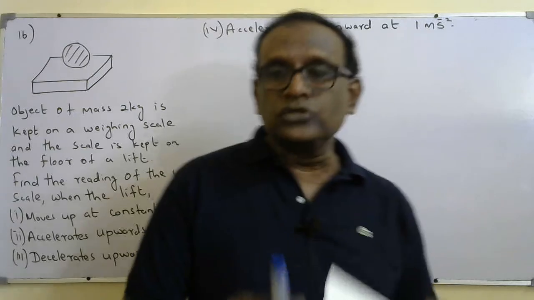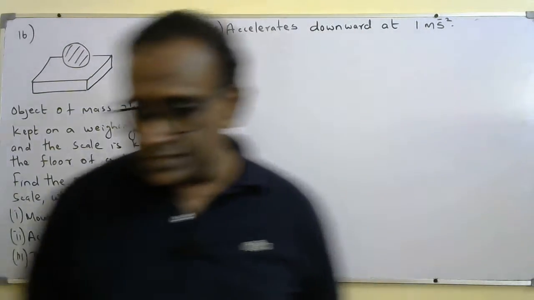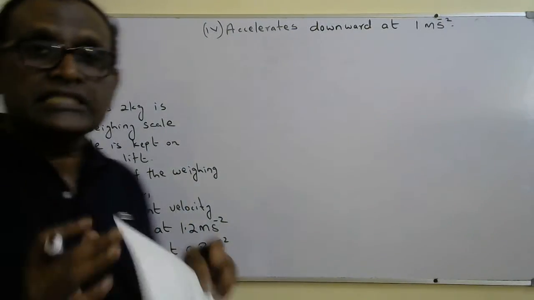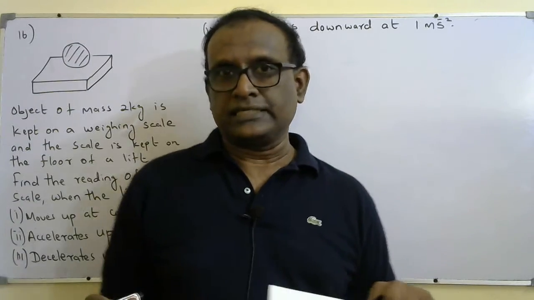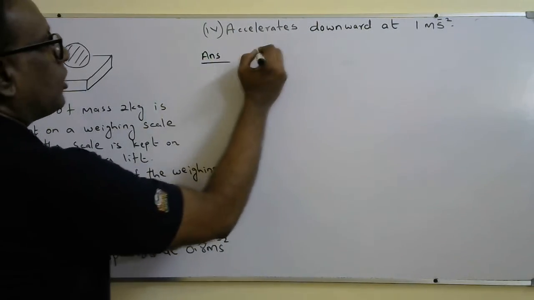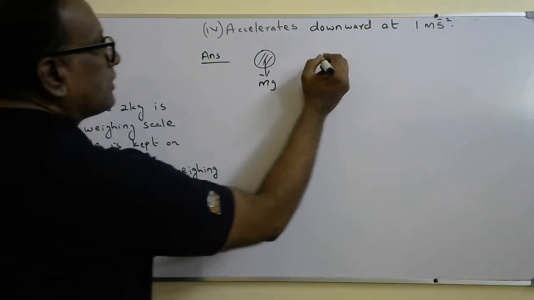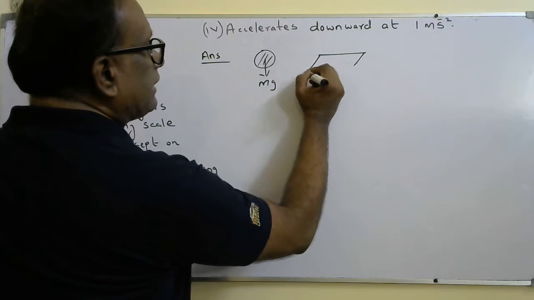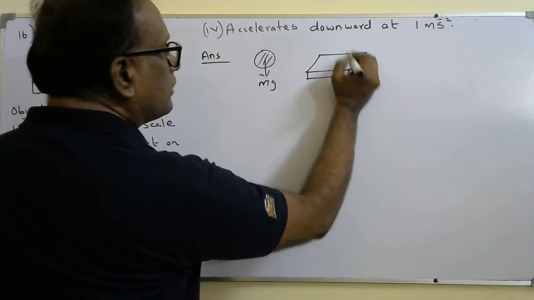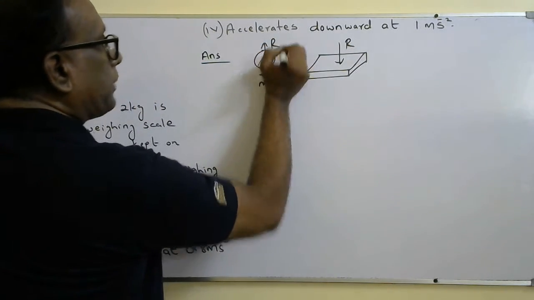So at the start of this lesson I said the weighing scale always reads the push by the object. The push by the object is the third law pair of the normal reaction on the object. If I draw the free body force diagram of the object, it has weight downwards. When it is kept on the weighing scale, it will push the weighing scale downwards with a force R. So the weighing scale will push it upwards with the third law pair R.